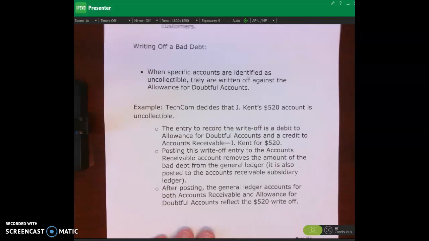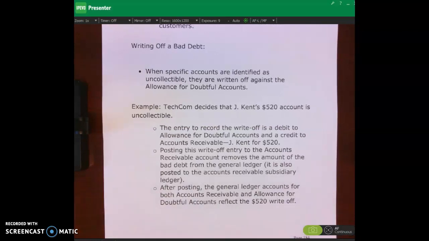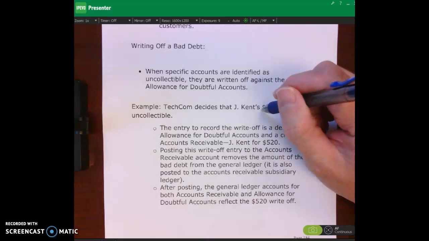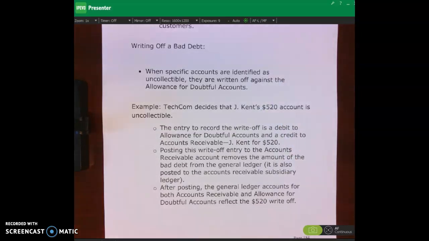Now let's talk about the situation where we write off the bad debt. So remember that what we just did right there was based upon an estimate. That's our estimate, okay? That's not when we find out that a customer is not going to pay us. When we find out that a customer is not going to pay us, that's going to be this journal entry, writing off that bad debt, okay? Writing off the accounts receivable, okay? So let's look at that journal entry.